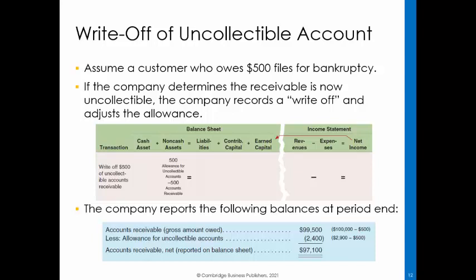If a customer who owes $500 files for bankruptcy, the company would write off the receivable by debiting the allowance for uncollectible accounts and crediting accounts receivable. The write-off of the uncollectible account changes the ending balance in the accounts receivable and uncollectible accounts, but the net accounts receivable has not changed. Each period, the company replenishes the allowance account and then draws it down for write-offs.